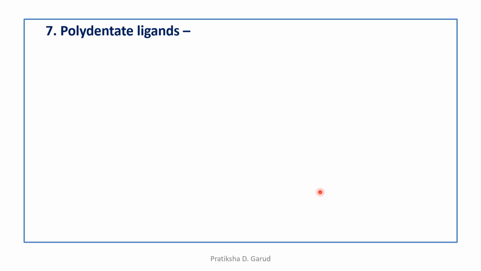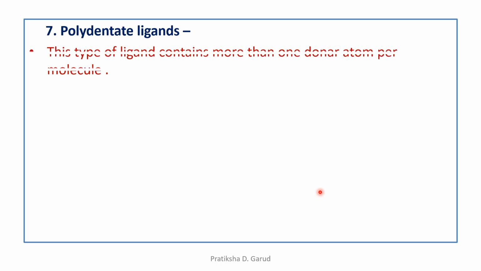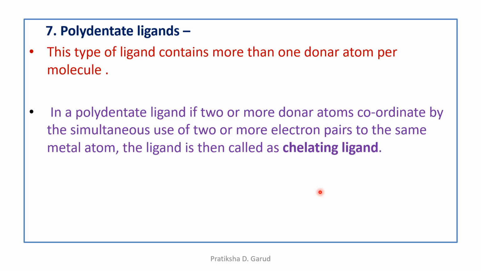And last, polydentate ligands. This type of ligand contains more than one donor atom per molecule, meaning for a single molecule, there is more than one donor atom. In polydentate ligands, if two or more donor atoms coordinate by the simultaneous use of two or more electron pairs to the same metal atom, the ligand is then called a chelating ligand.